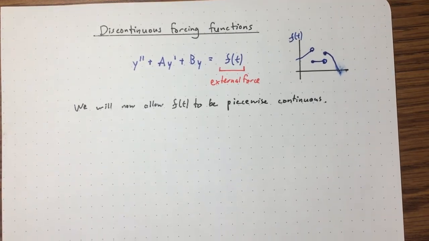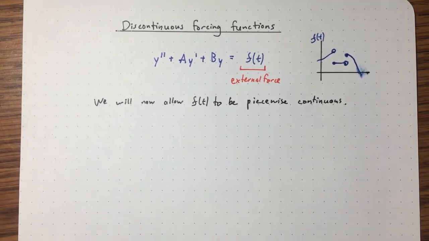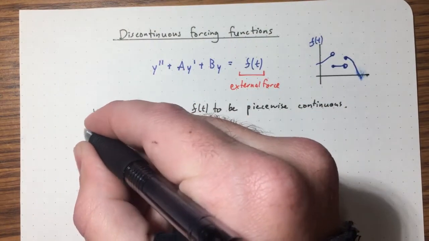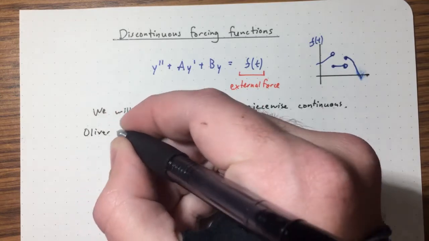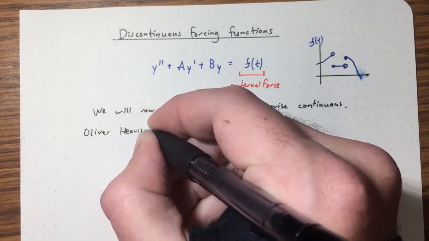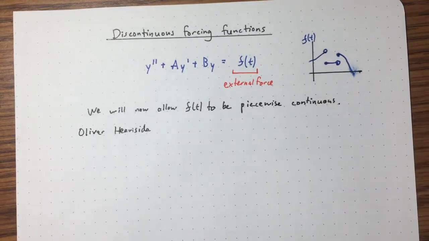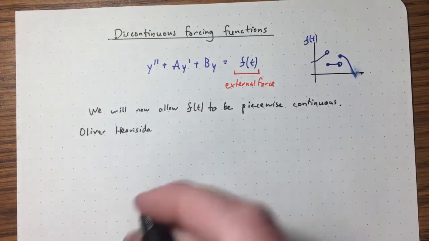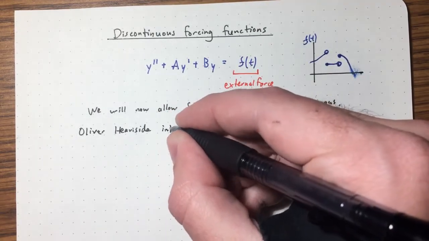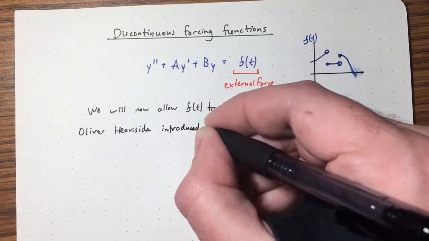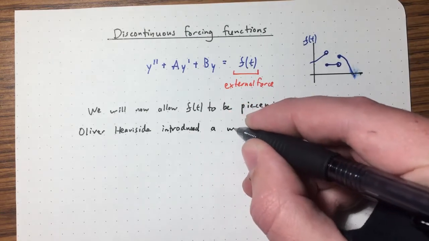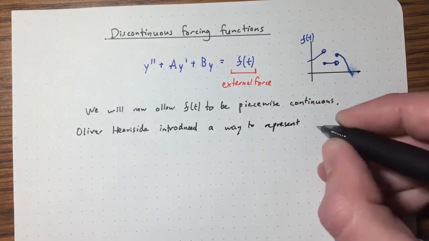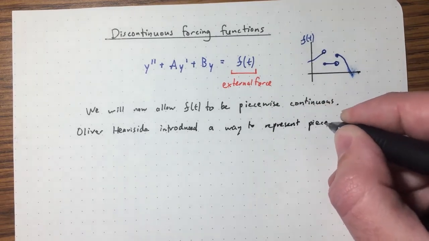Okay, so how do we deal with functions like this? Well, there's this mathematician, Oliver Heaviside, and he basically introduced a really nice method for dealing with discontinuous functions like this, or piecewise continuous functions. So he introduced a way to represent piecewise continuous functions.